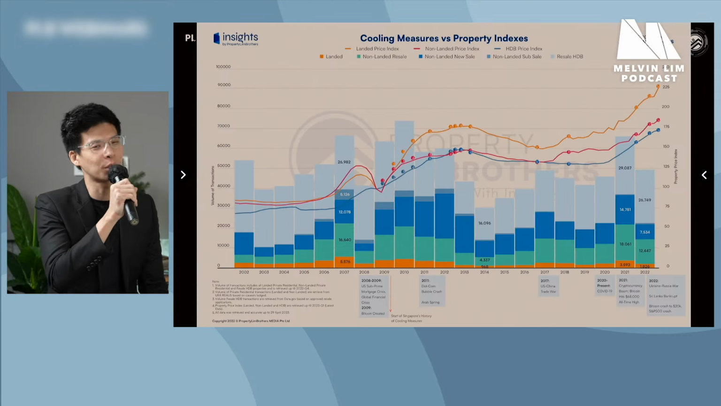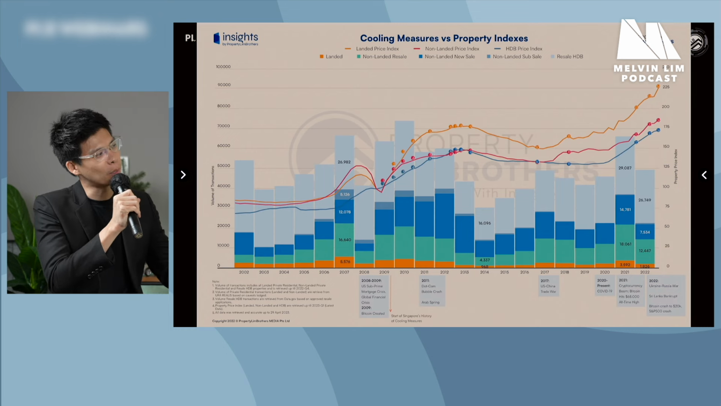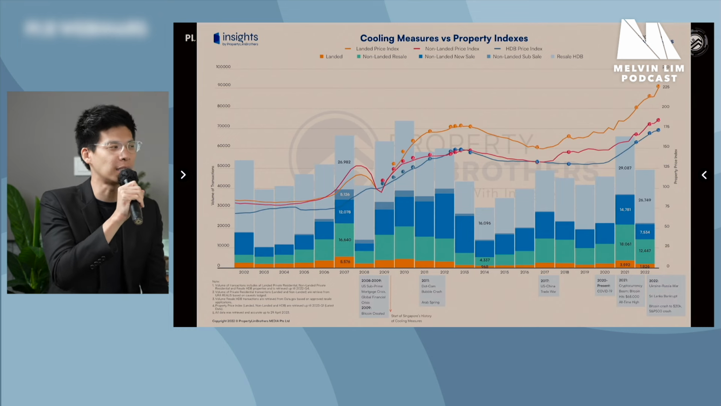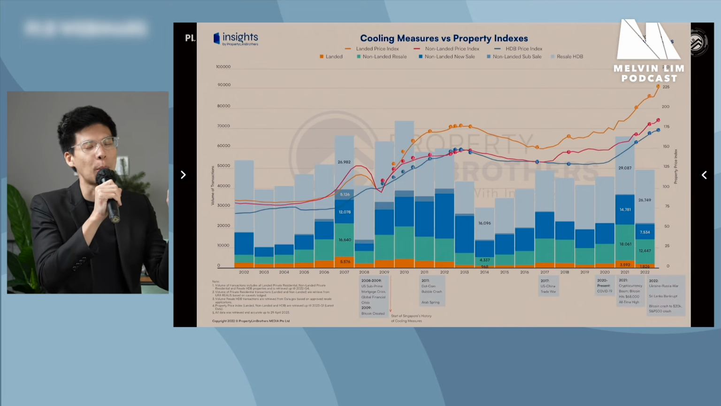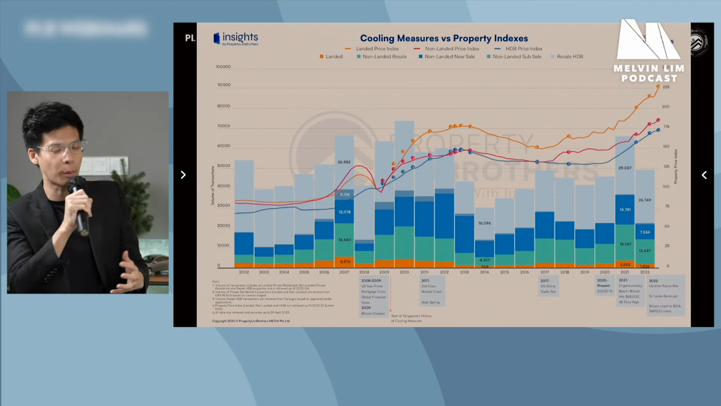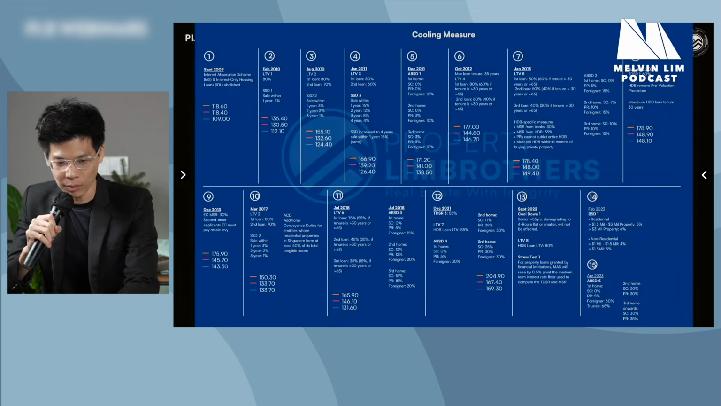Okay, so over here, the first chart that we are seeing is what we have always been showing you, which shows 3 price indexes. The yellow one is the landed property price index. The red one represents the condo apartment price index, and the blue one represents the HDB price index. Every dot that you see over here represents one of these cooling measures. And so far, we are at about 15 rounds of cooling measures.